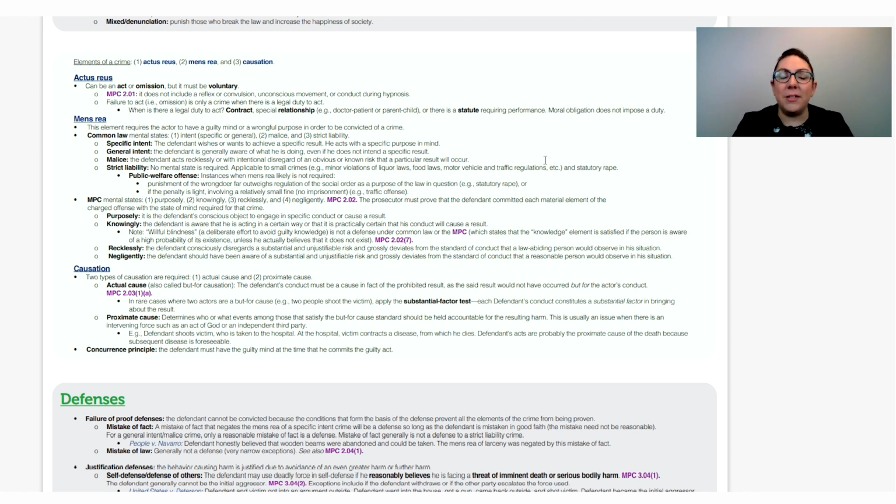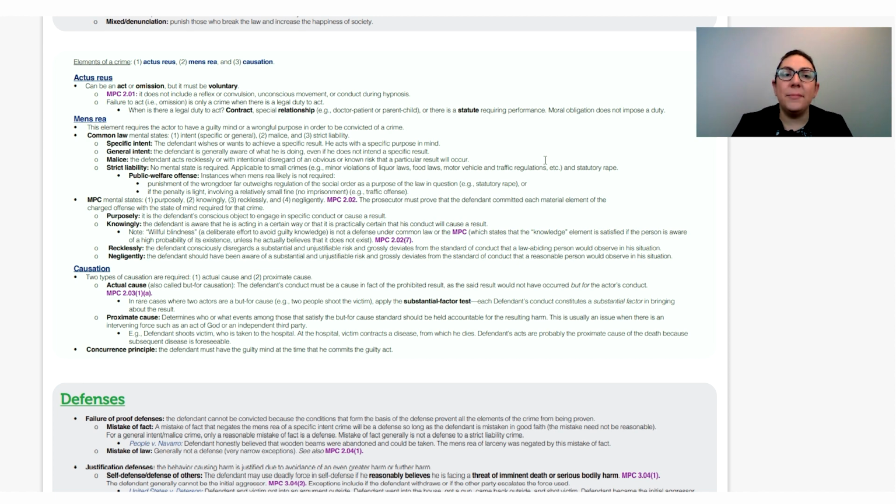Let's start with the common law mental states. And first, we're going to talk about specific intent. For a specific intent crime, the defendant has to intend a specific result. So for instance, first-degree murder is a specific intent crime. A defendant will only be guilty of first-degree murder if the defendant specifically intends to kill the other person. So you couldn't have a first-degree murder in a situation where the defendant accidentally killed the victim, because there was no intent to cause that particular result there. So it can't be a specific intent crime.